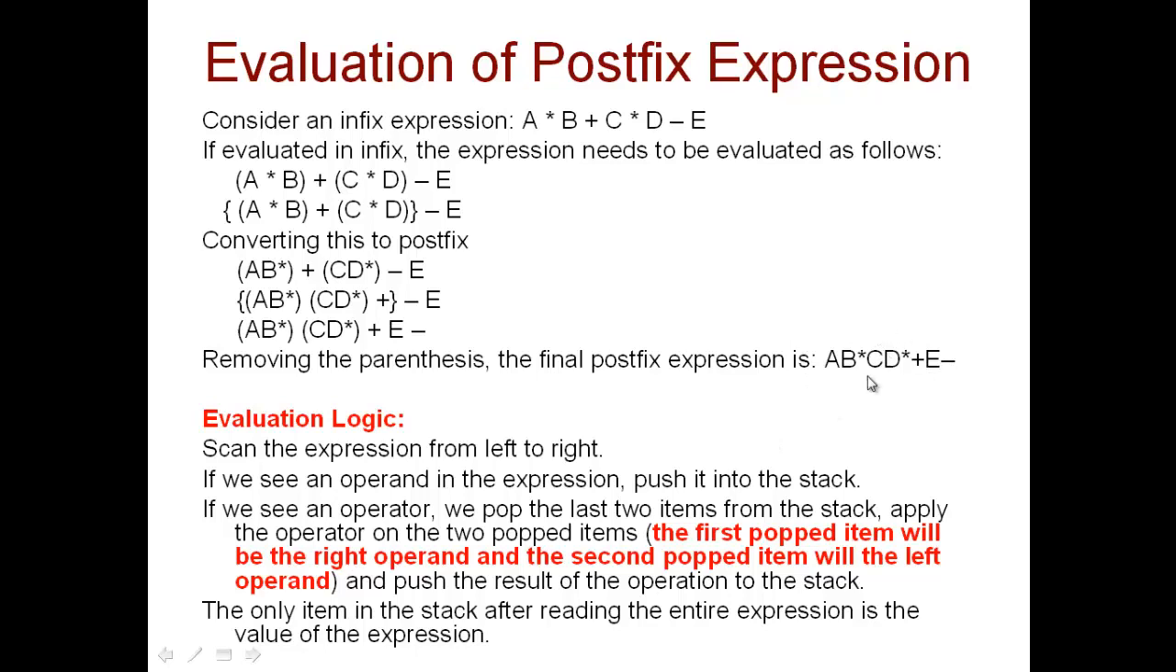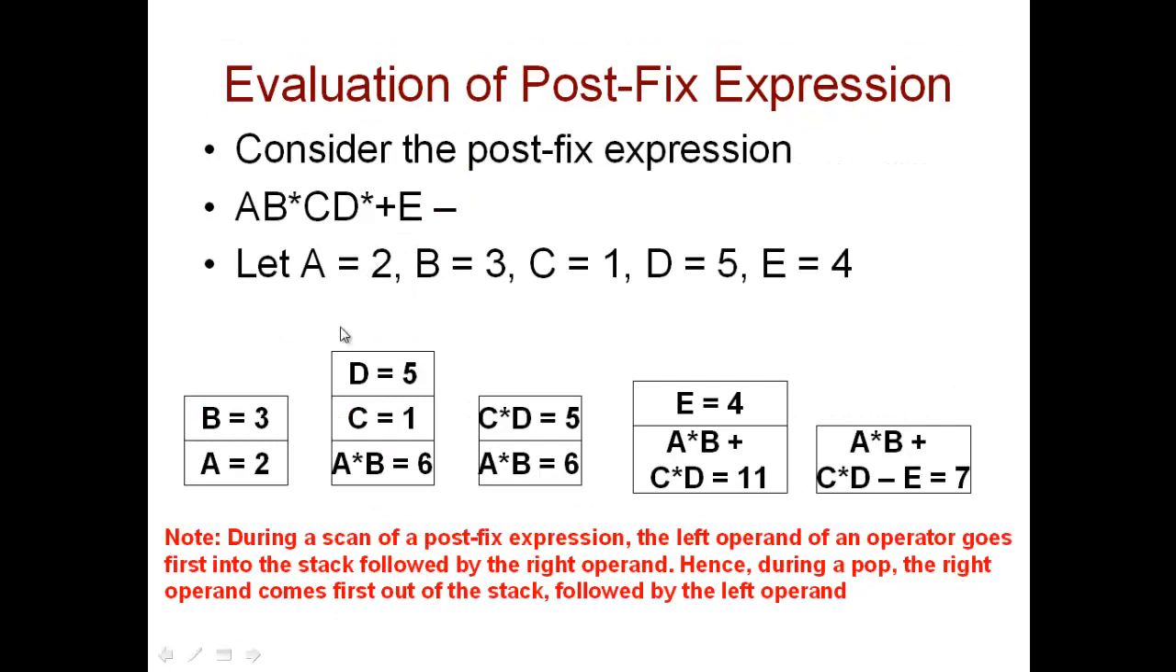If you see an operator, we need to pop the stack twice. The first item will become the right operand for that operator. So when we see an operator, we have to pop the stack twice. What we store in the stack are the operands. The first operand that pops out becomes the right operand for that operator, and the second operand that pops out becomes the left operand for that operator, and then we will evaluate that operator and put the result back to the stack. So let me go through this example here to illustrate the process.